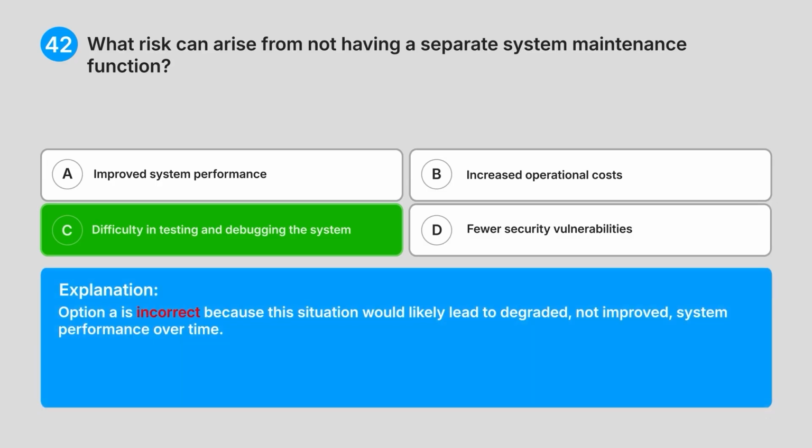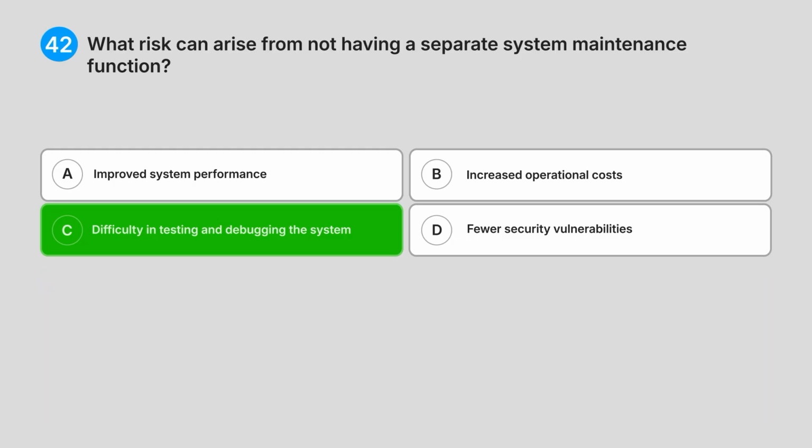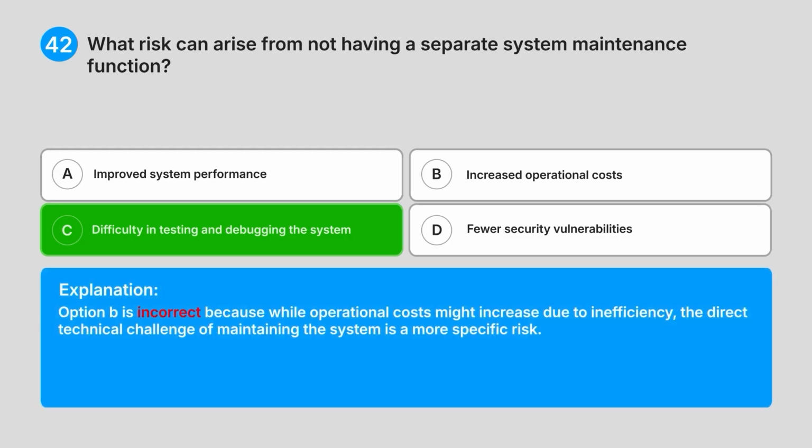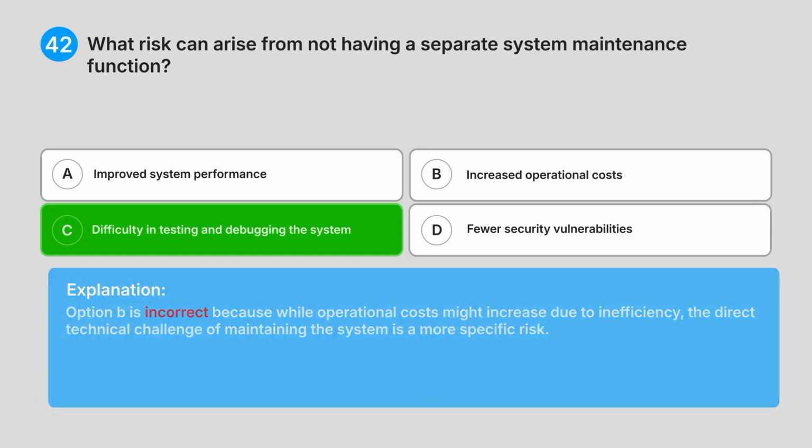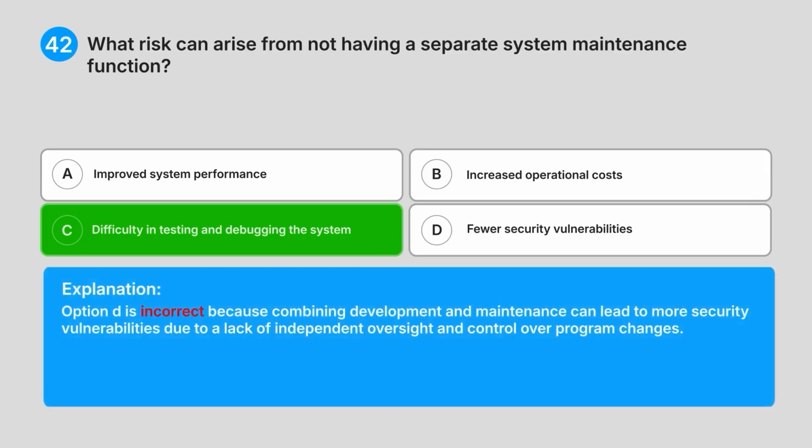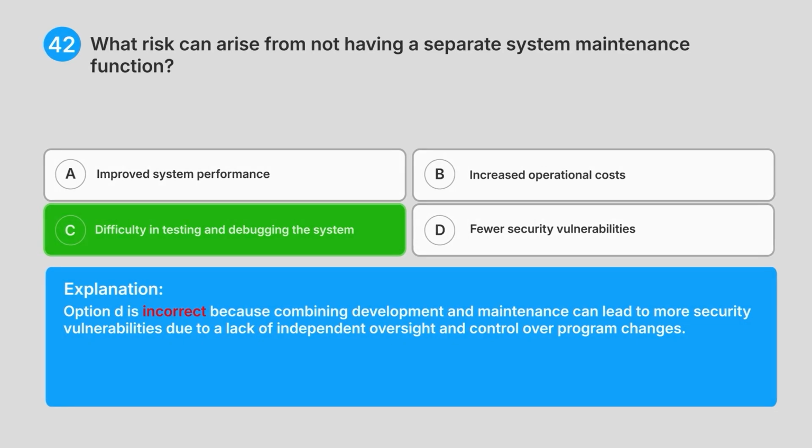Option A is incorrect because this situation would likely lead to degraded, not improved, system performance over time. Option B is incorrect because while operational costs might increase due to inefficiency, the direct technical challenge of maintaining the system is a more specific risk. Option D is incorrect because combining development and maintenance can lead to more security vulnerabilities due to a lack of independent oversight and control over program changes.